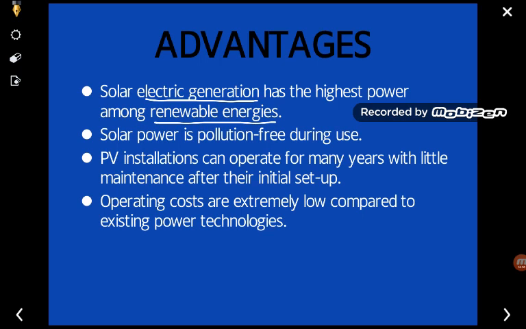And PV installation can operate for many years. मतलब एक बार हमने photovoltaic installation कर दिया है तो you can operate it for many years with little maintenance. बहुत कम maintenance के साथ इसे utilize किया जा सकता है after their initial setup. Operating costs are extremely low compared to the existing power technologies. जितना भी existing power technologies है उसको जो अगर हमने consider किया तो यहाँ पे operating cost जो होता है with that is very low.